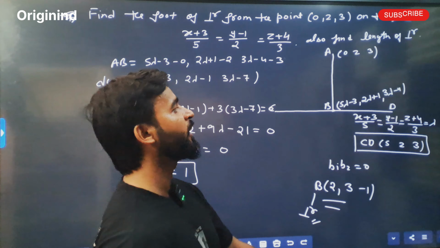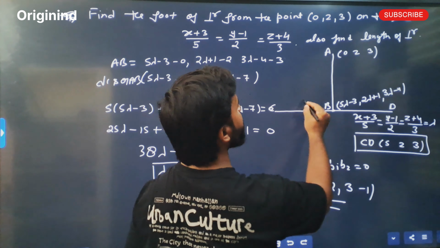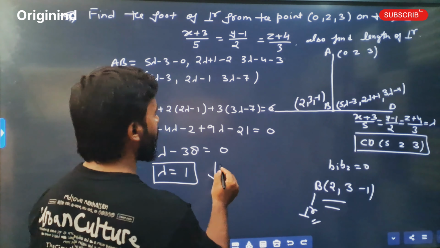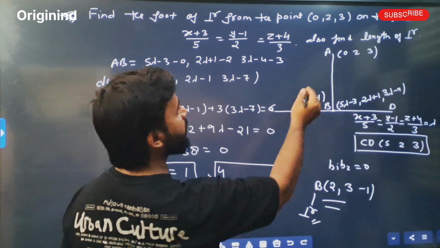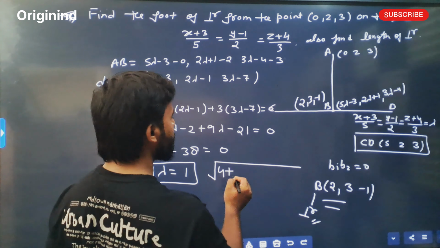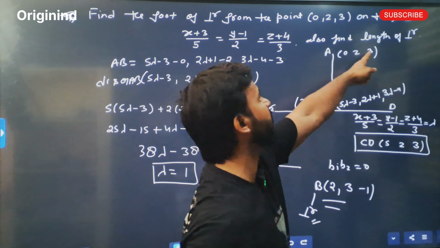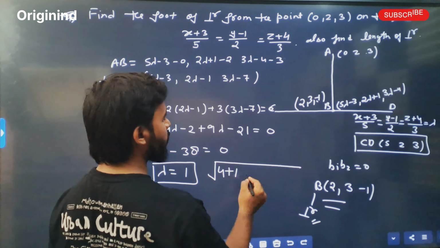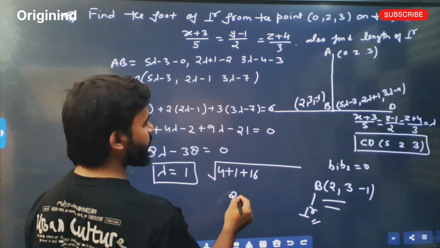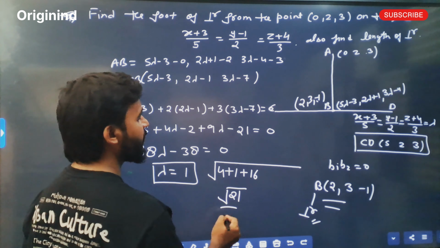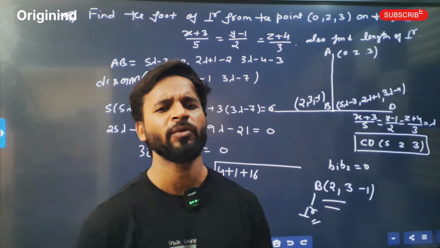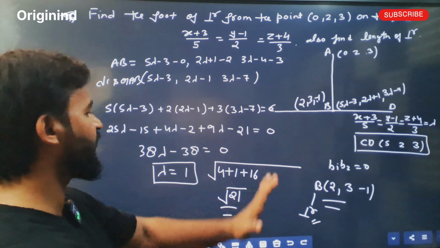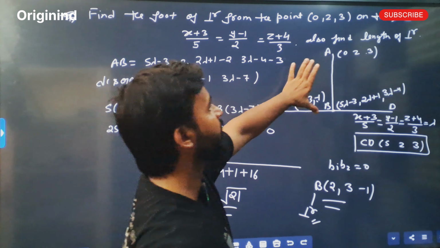Now we will find the perpendicular distance. How to find the perpendicular distance? Now we are using simply the distance formula. You know how to use the distance formula? 0 minus 2 squared is 4, 2 minus 3 squared is 1, and 3 minus minus 1 is 4, squared is 16. So 4 plus 1 plus 16 is 21. So under root 21 is the perpendicular distance. Check once, a calculation mistake may be possible, otherwise the method is correct. So under root 21 is the answer, the perpendicular distance.